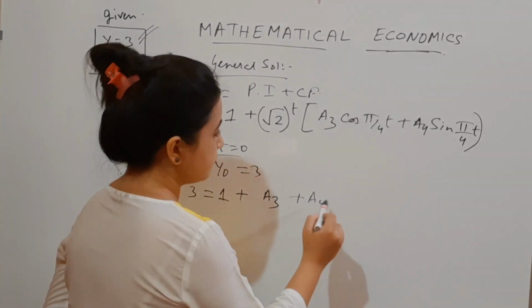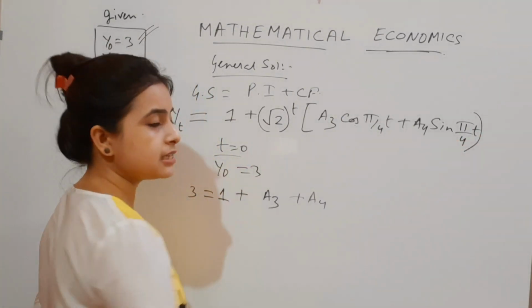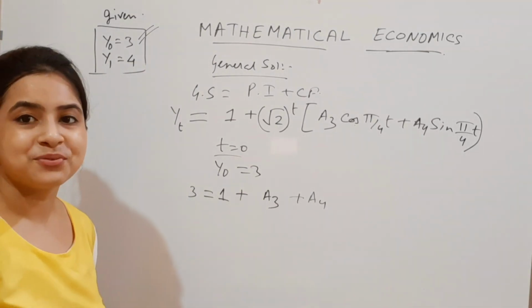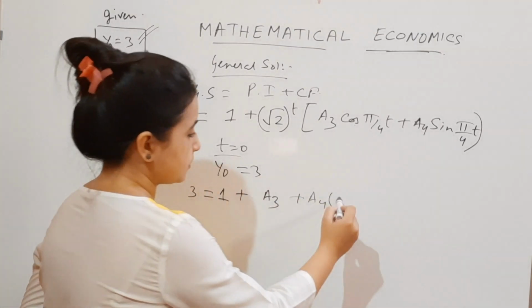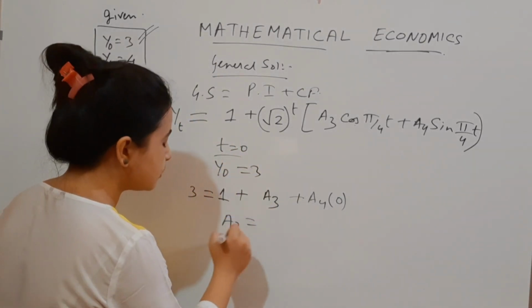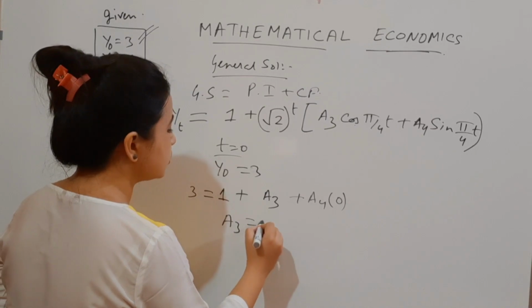And what happened to a4? Again here t is multiplied. So sine 0 is 0. Therefore this a4 vanishes because this thing is multiplied with 0. So from here simply we can find out the value of a3, that is equal to 2.